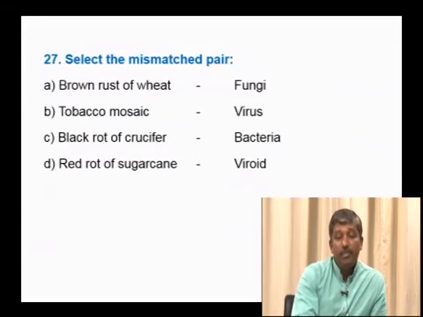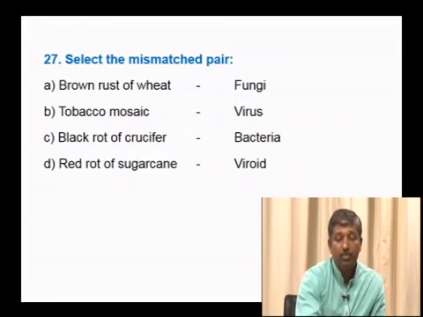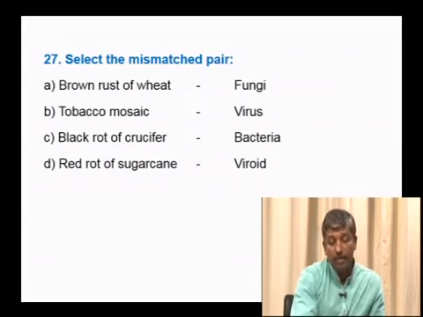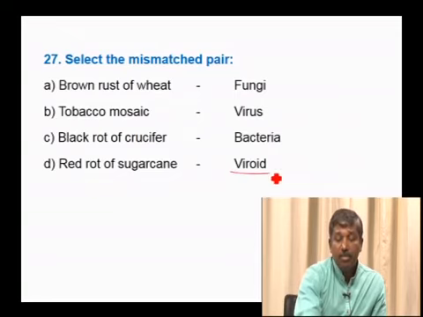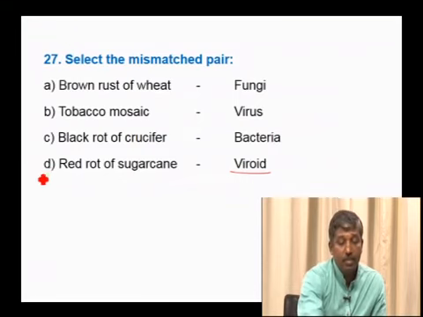Next, select the mismatched pair. Brown rust of wheat, fungi; tobacco mosaic virus; black rot of crucifer, bacteria; red rot of sugarcane, viroid. Brown rust of wheat is caused by fungi, which we have studied with respect to the varieties of wheat. Tobacco mosaic virus is a virus. Black rot of crucifer is a bacterial disease. Red rot of sugarcane is actually again caused by bacteria, Xanthomonas species. So, hence it is not a viroid. So, the mismatch is red rot of sugarcane, viroid, option D.